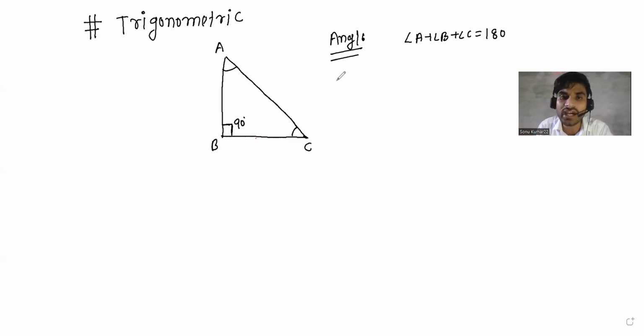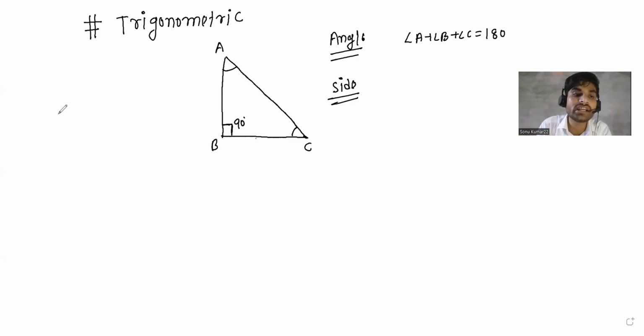Now talking about the sides. What is the relation between the sides? This is a right angle triangle, so we know that the square of the hypotenuse is equal to the perpendicular square plus the base square, by the help of the Pythagoras theorem. First of all, you have to know which one is the hypotenuse, which one is the base, and which one is the perpendicular.